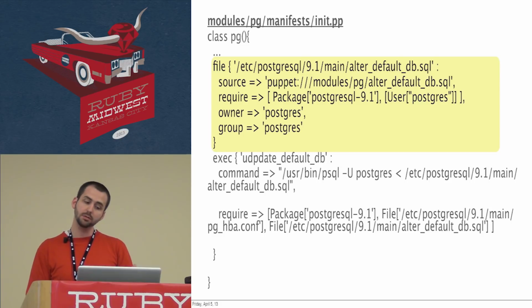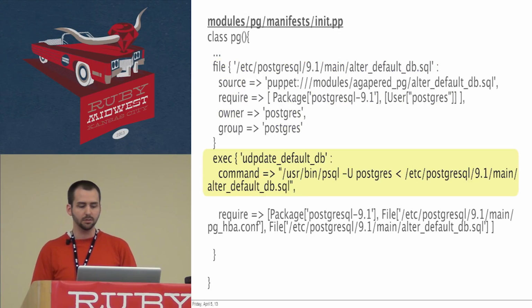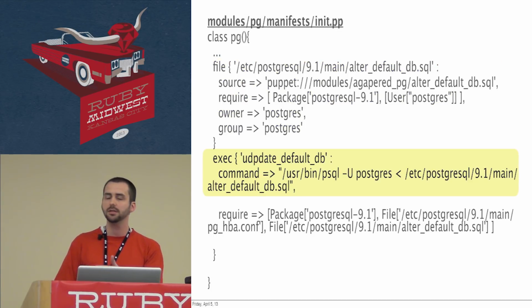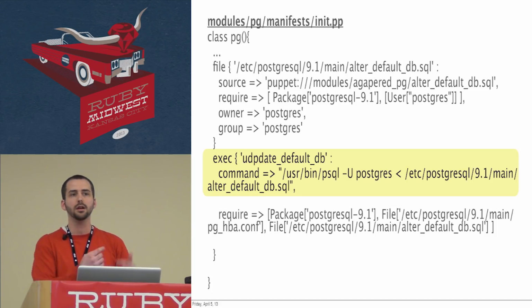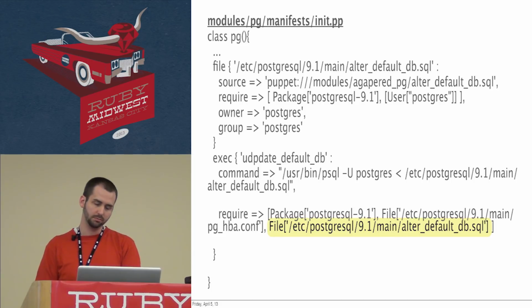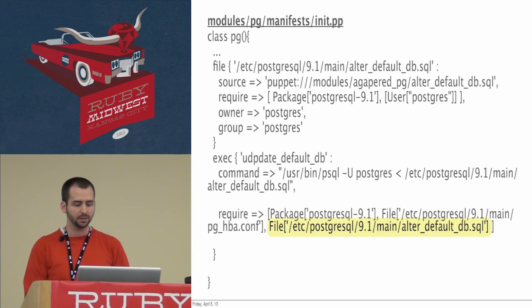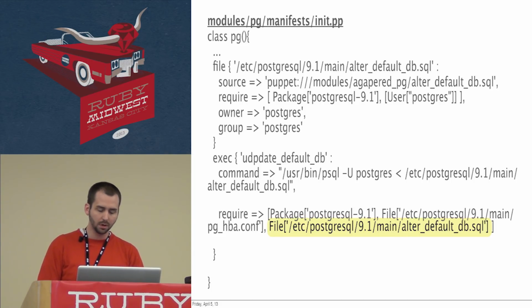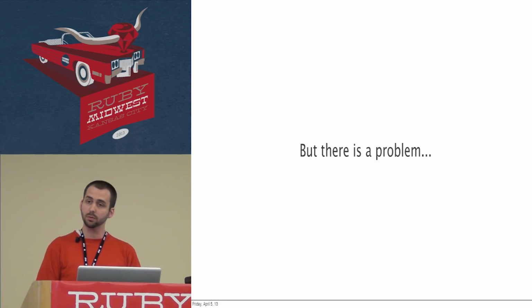So let's do that. I wrote a SQL script to alter that default database, and then I go ahead and execute that on the command line. Just use the Postgres command line interface to execute that SQL file. It updates the template database, and you're ready to go. Also, you want to make sure that file exists before you execute that. And that's it. So it's working, and everything's good.